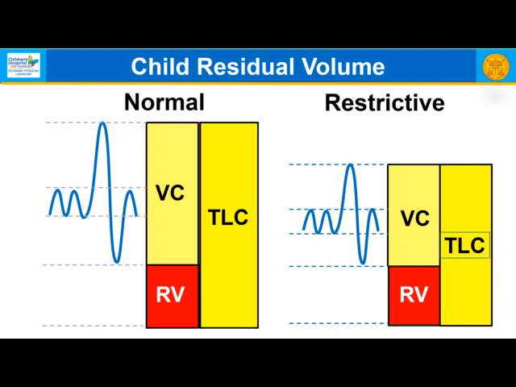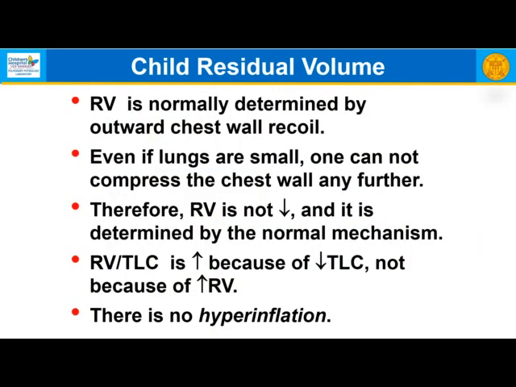Children, however, are different. So if this is normal, this is restrictive. In a normal child, remember that residual volume is determined by inability to compress the chest wall any further. So even if you've got small lungs inside that chest, the normal mechanism, that is compressing your chest wall, remains. And so the residual volume is relatively normal, even though the other volumes are decreased. So this is a major difference. Residual volume is normally determined by outward chest wall recoil. Even if the lungs are small, one cannot compress the chest wall any further. Therefore, the residual volume is not decreased, and it is determined by the normal mechanism.